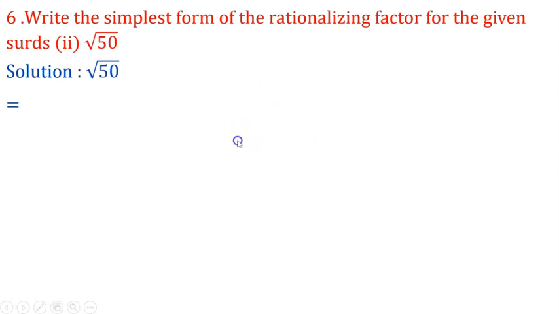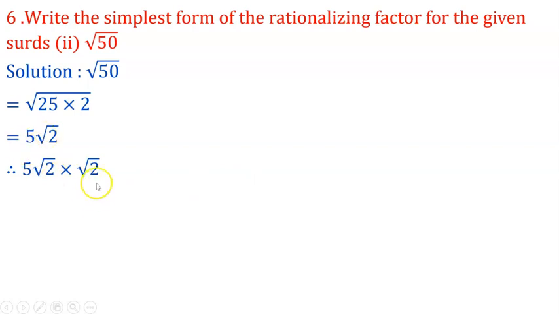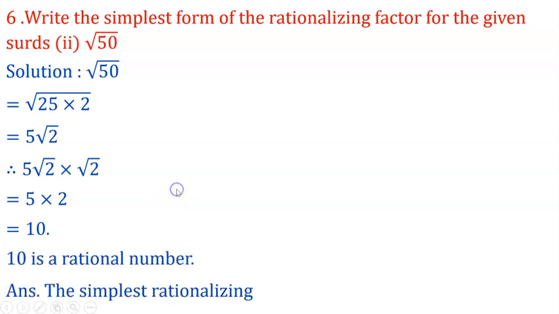Next, root 50. Again, root 50 can be written as root of 25 into 2. Root of 25 is 5, so 5 root 2. Again, if you multiply 5 root 2 by root 2, then you will get a rational number. That is 5, root 2 into root 2, you will get 2, 5 into 2 is 10, which is rational. And hence the simplest rationalizing factor is root 2. Therefore, the rationalizing factor of root 50 is root 2.